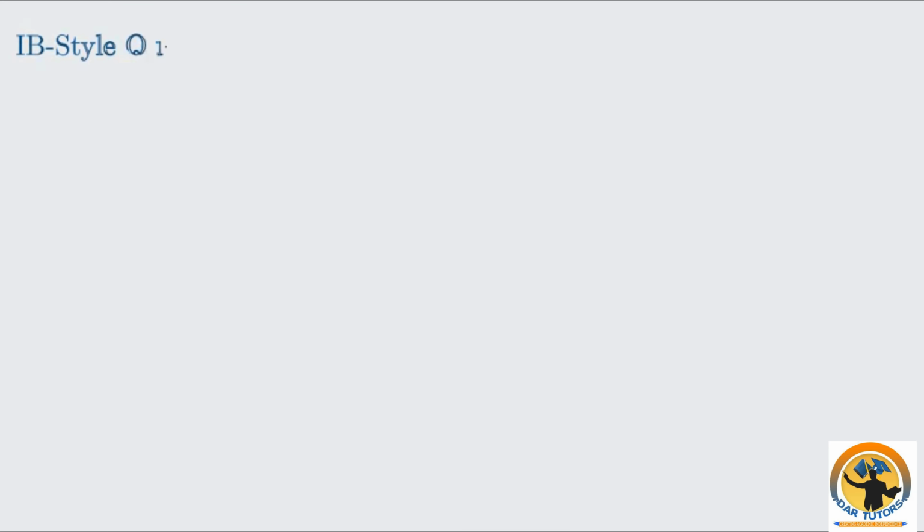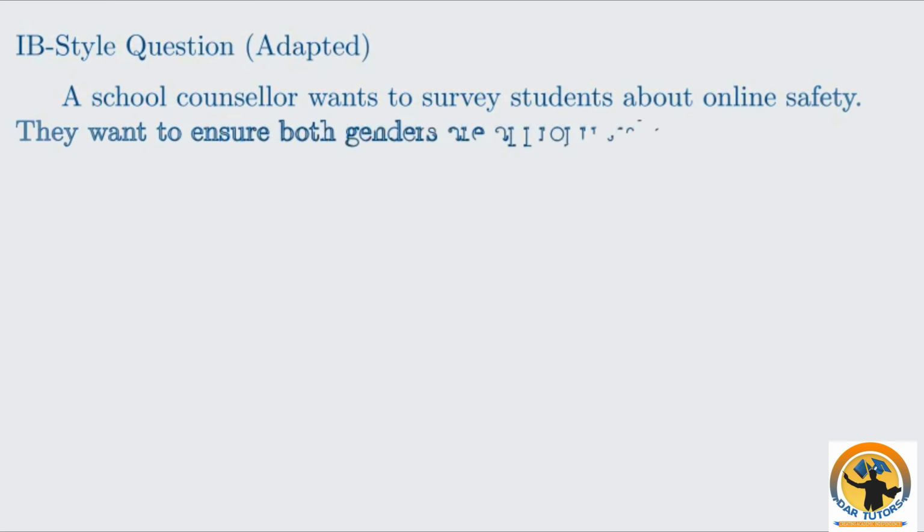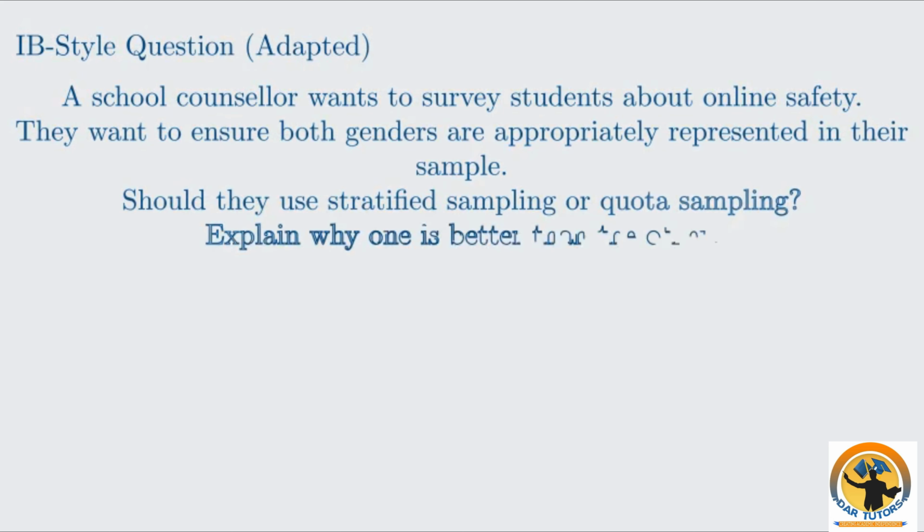Here's an IB-style question to test your understanding. A counselor wants to survey students and needs to ensure both genders are represented. Should they use stratified or quota sampling? The best choice is stratified sampling. By stratifying by gender, the counselor could randomly select a proportional number of male and female students, giving every student a fair chance to be in the sample and minimizing bias.